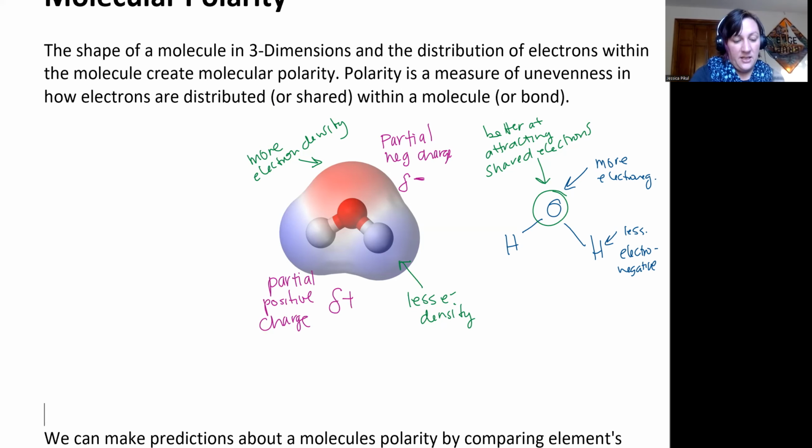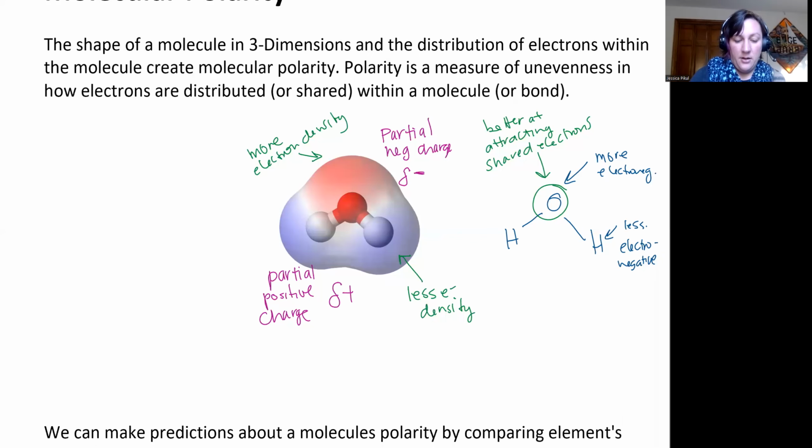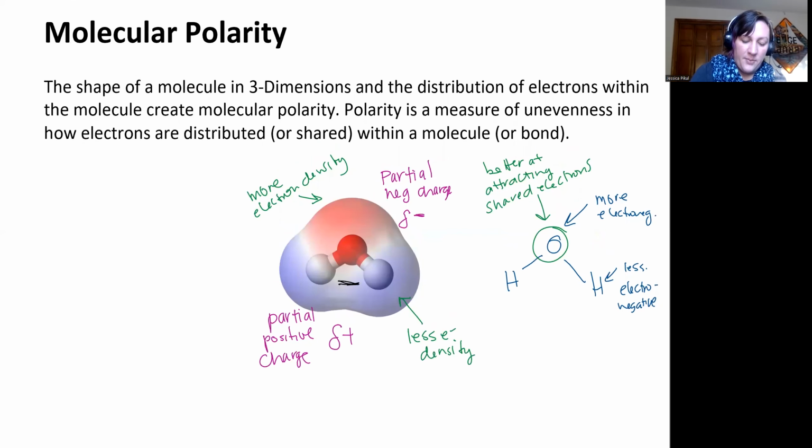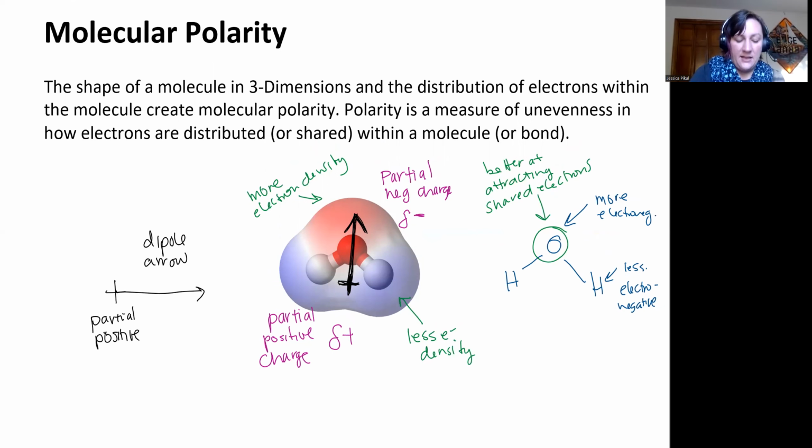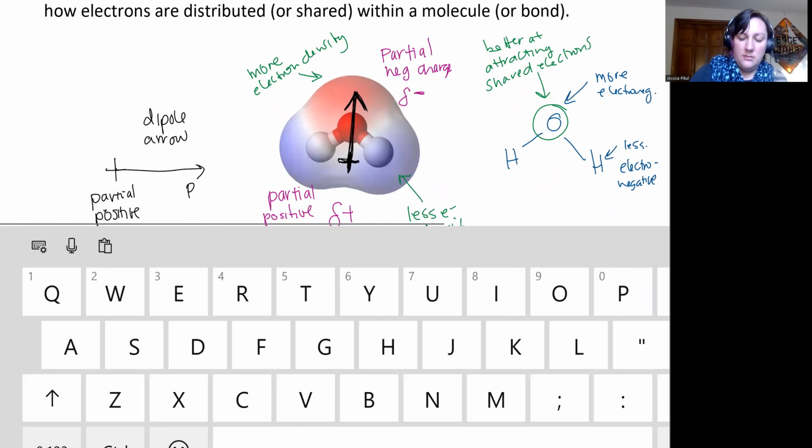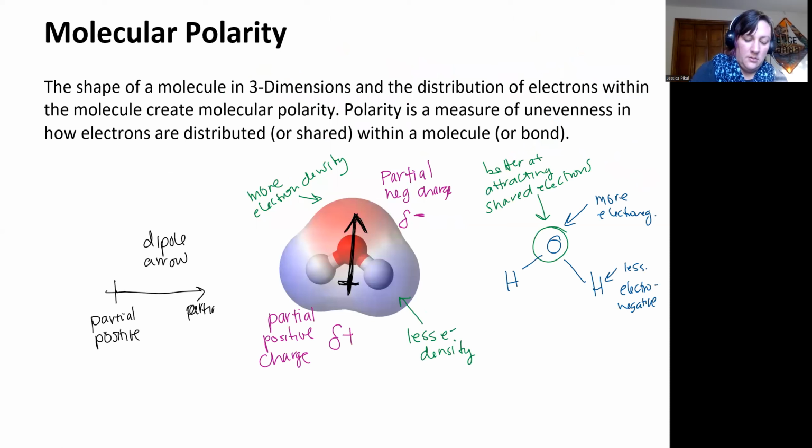Another way that we can represent this is with what we call a dipole arrow. We'll represent it by putting a little plus symbol on one end of an arrow and having it point. And so this is going to be a dipole arrow, where the positive end of the arrow is at the partial positive end of the molecule, and the arrow points at the partial negative end.